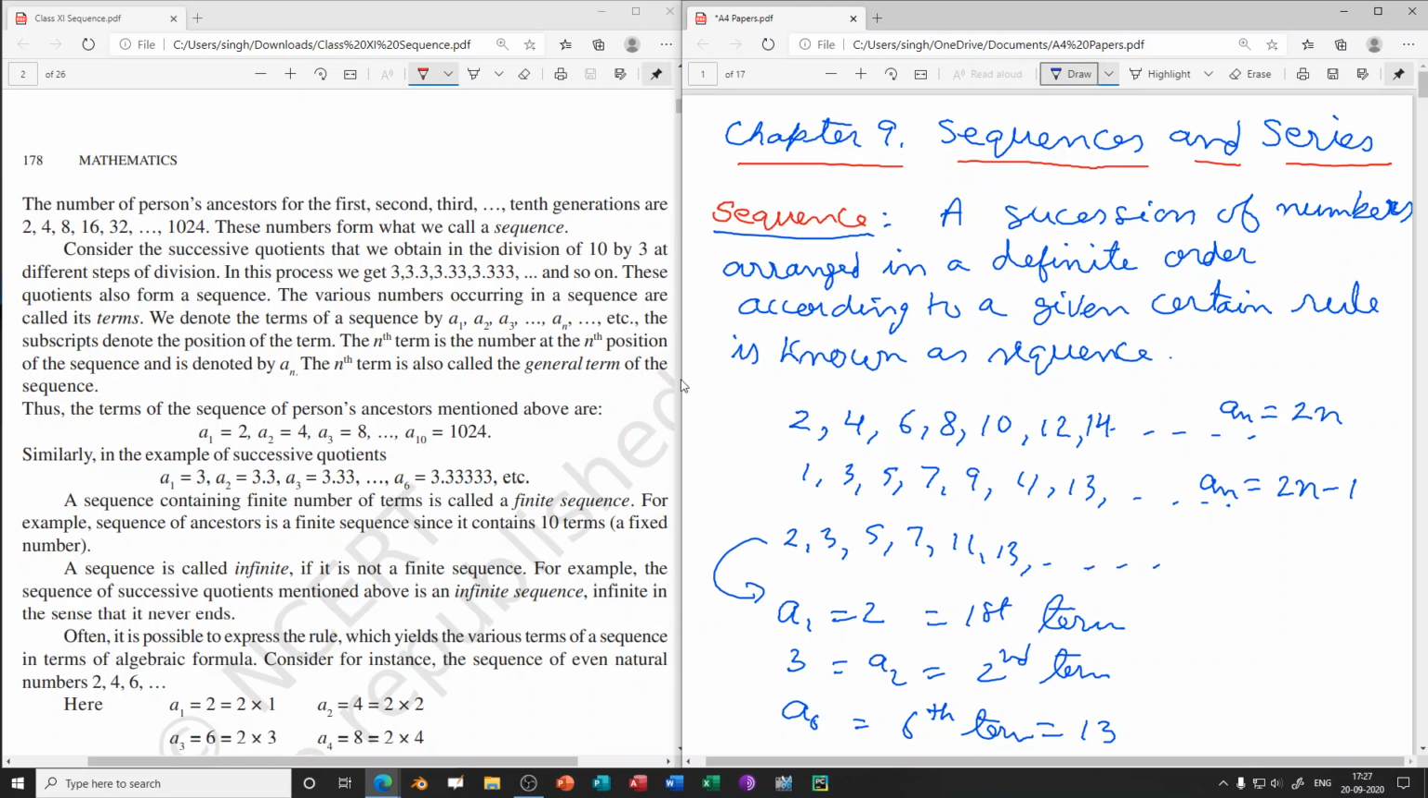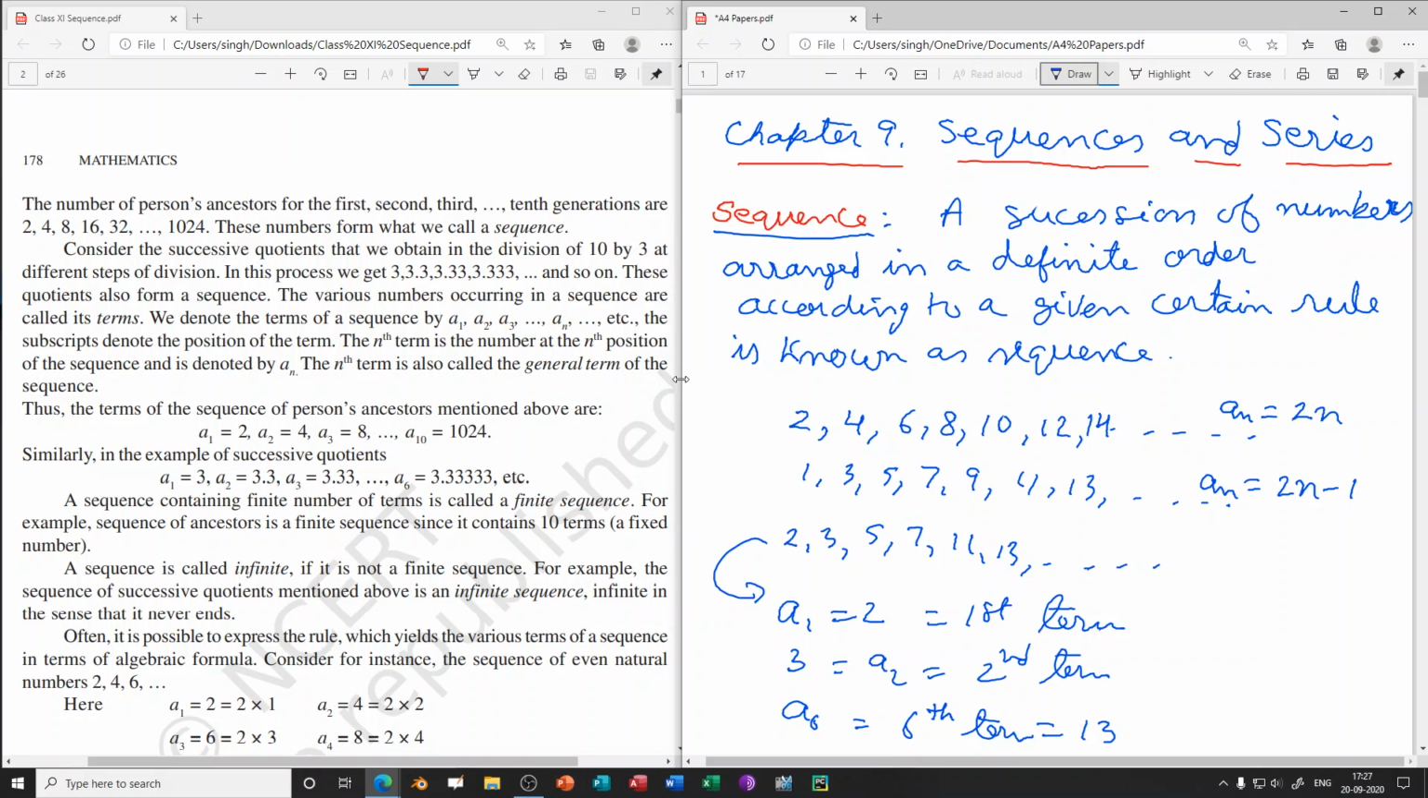So such sequences are known as progression. In class 10th also we have read one such sequence which was a progression, that is arithmetic sequence or arithmetic progression. It was a progression because we were able to write the formula for the nth term.